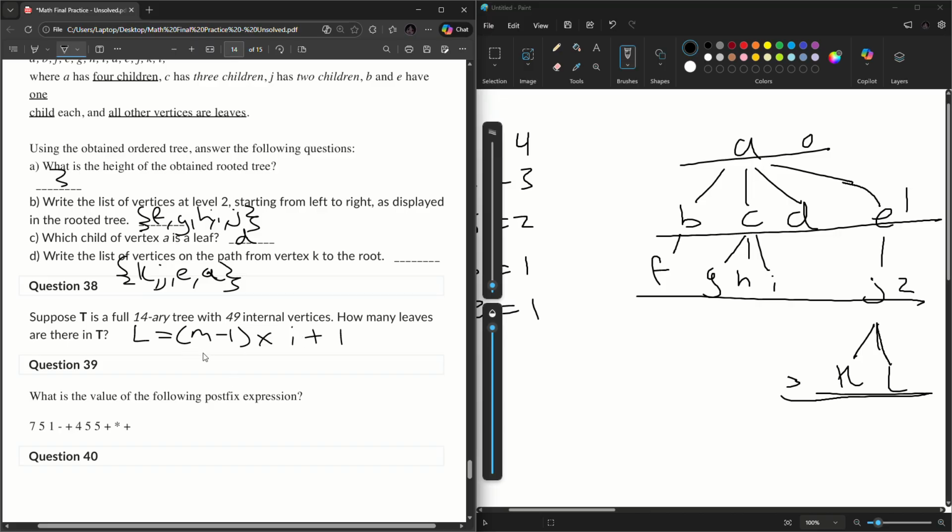So M is basically the number in an M-ary tree, right? Minus 1 multiplied by I, which is the internal vertices, plus 1. So it is 14 minus 1 times 49 plus 1, which is 13 times 50. But I like to write the full equation, just in case. Times 49 plus 1, plus 1, 638.